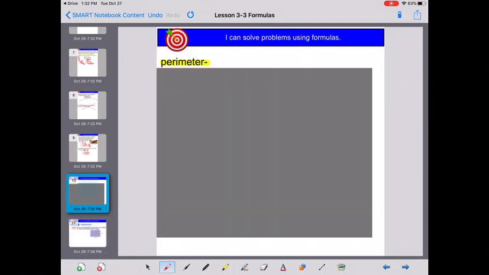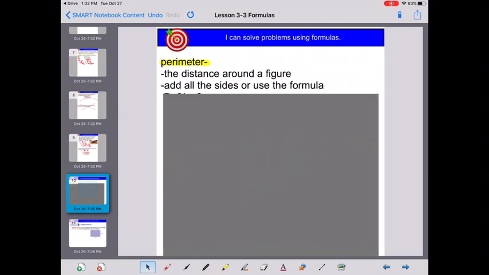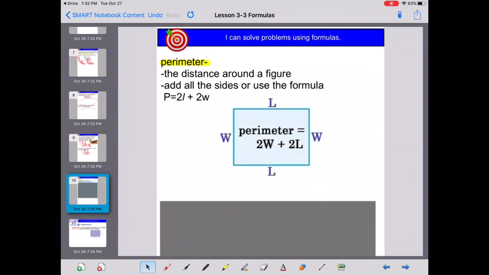Perimeter. Oops, I skipped one. Perimeter is another vocabulary word we need to write down in our notes. Perimeter is the distance around a figure. To find the perimeter, you add all of the sides or use the following formula: 2W plus 2L. For rectangles, there are 2 lengths that are the same and 2 widths that are the same. So taking 2 W's plus 2 times L gives me the distance all the way around the shape.